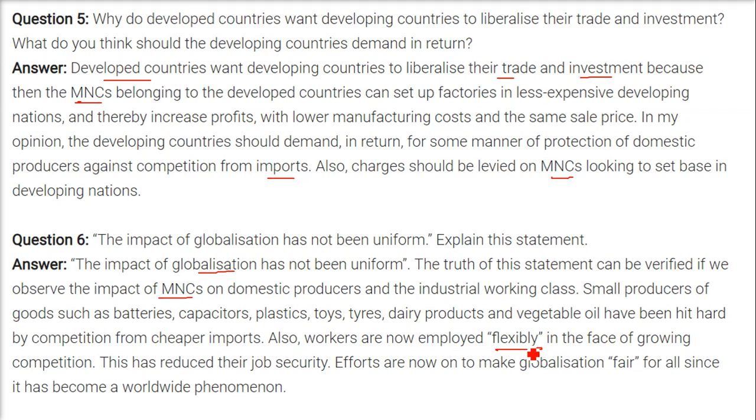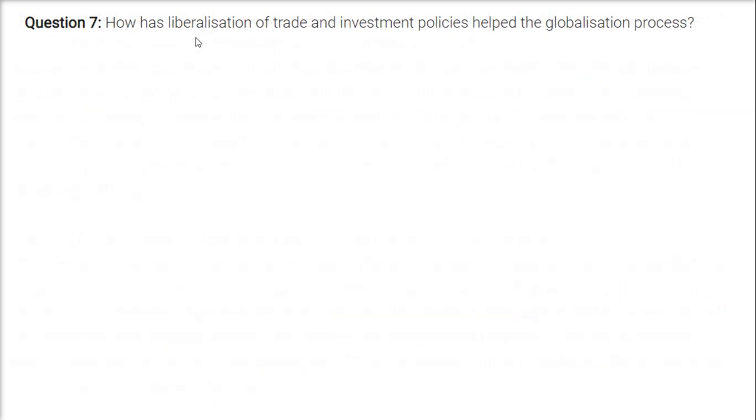Also, the workers are now employed flexibly. That is, in the face of growing competition, they can be employed and they can be fired at any time. So this has reduced job security also. So efforts are now on to make globalization fair and just for all, since it has become a worldwide phenomenon.